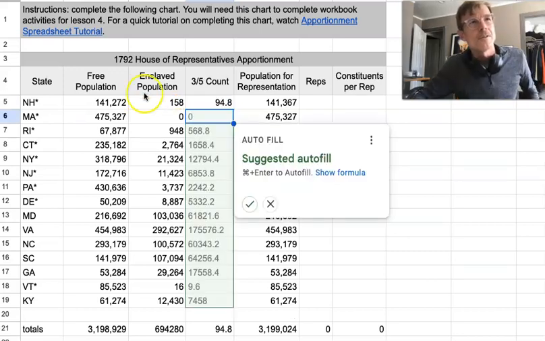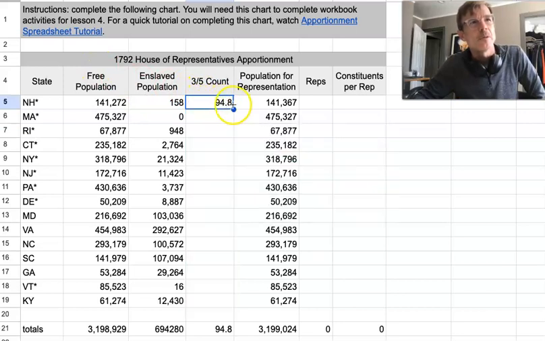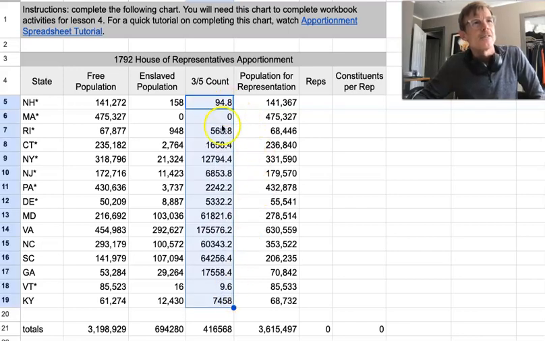So 3/5 of 158 enslaved people is about 95 enslaved people. And you could do that for each cell, but you can also just grab this formula, this cell, and drag it down. And you do that by selecting it like I just did. And then if you hover over the little blue dot, you'll get a crosshair. Click and hold, and drag. So I'm just dragging that all the way down to 19. And there you have your 3/5 population. And now you have your total population for representation.